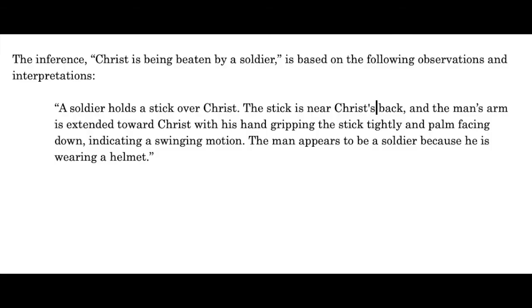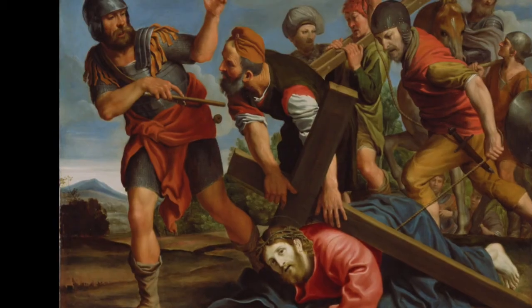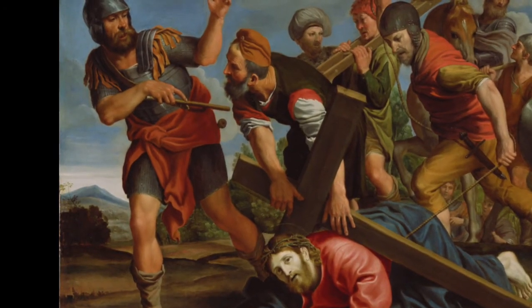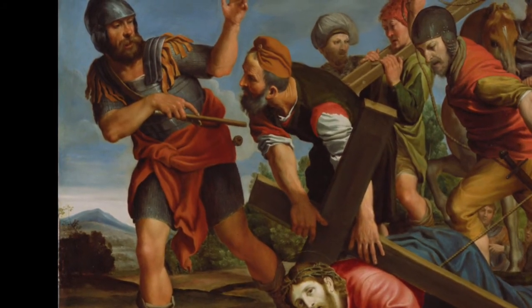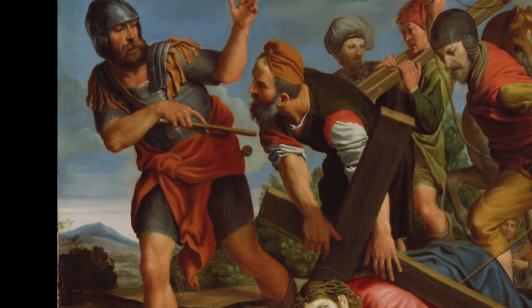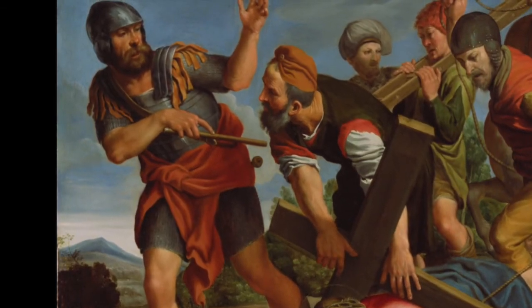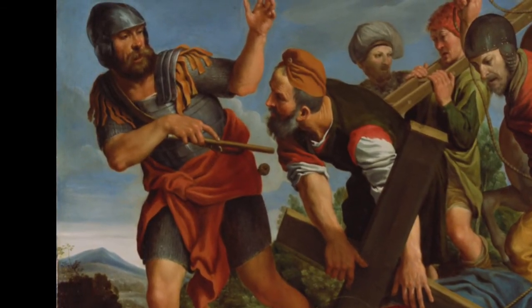A soldier is holding a stick over Christ. The stick is near Christ's back, and the soldier's arm is extended toward Christ with his hand gripping the stick tightly and the palm facing downward, indicating a swinging motion. The soldier looks like a soldier because he is wearing a helmet and other parts of a soldier's uniform.